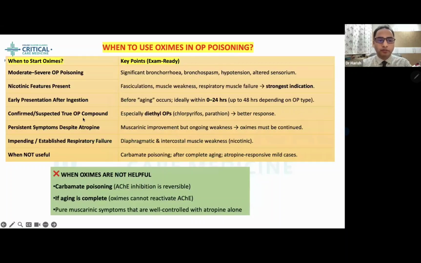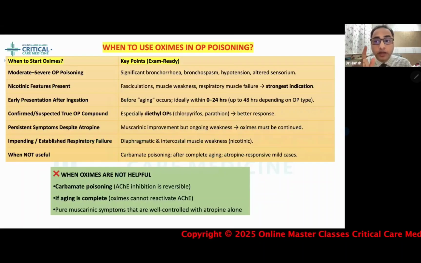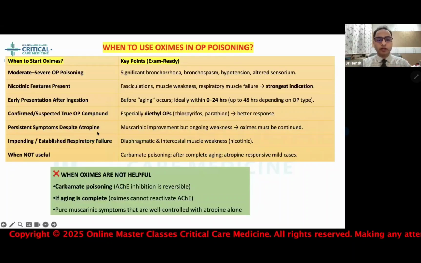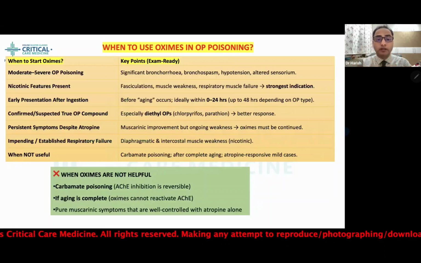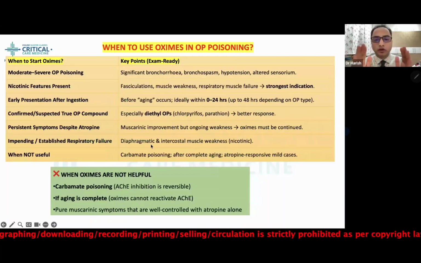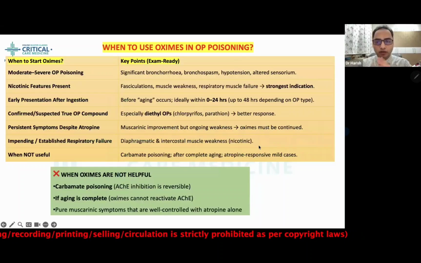When we have a confirmed or suspected true OP compound, especially diethyl OP compounds like chlorpyrifos, parathion, there is a better response with the oximes. At least remember diethyl OP compounds. Then persistent symptoms despite atropinization. If they are having muscarinic improvement but ongoing weakness, that explains there is an ongoing nicotinic feature. So then oximes must be continued. Impending or established respiratory failure, like diaphragmatic involvement, intercostal muscle weakness, is a nicotinic problem, so then also it is better to give the oximes.